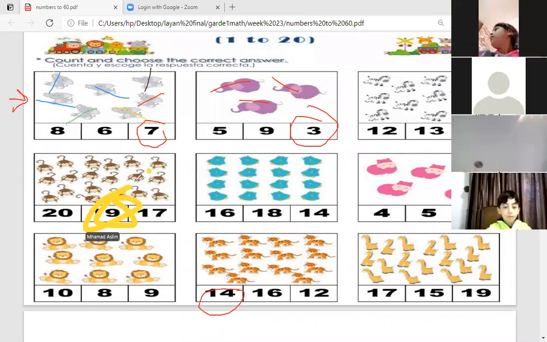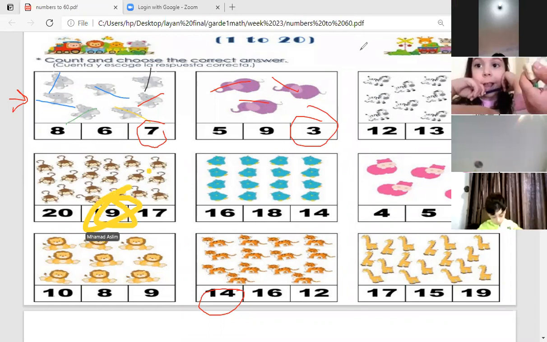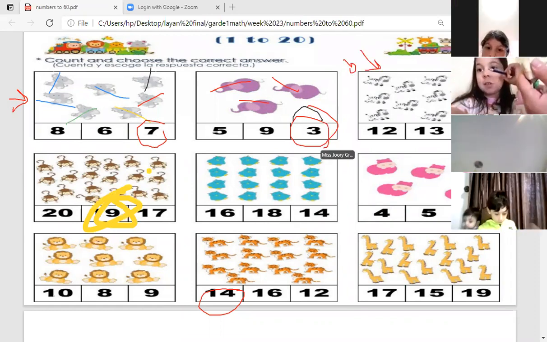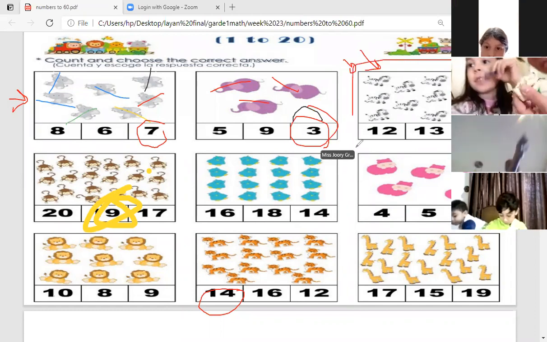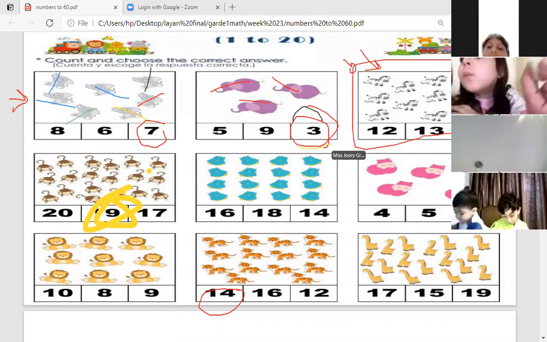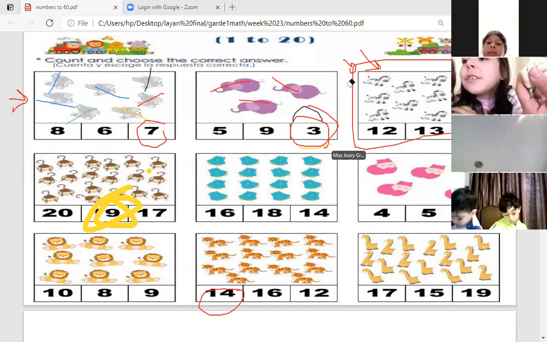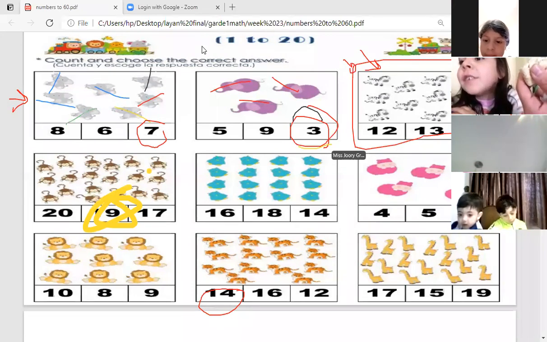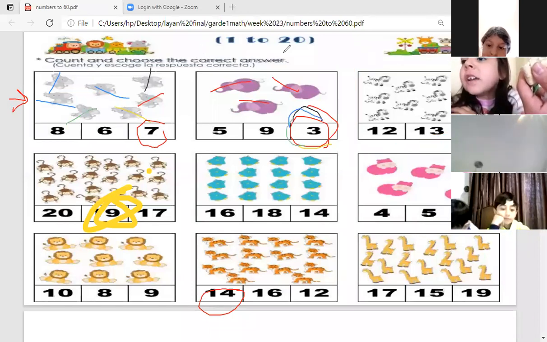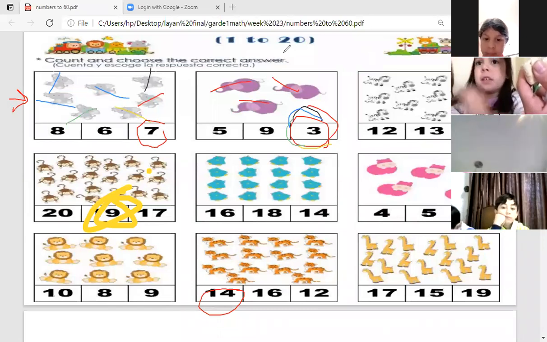Bravo, Muhammad. Let's go, Najia. Najia, how many zebras do I have here? Count the zebras, okay? I'm going to make a circle. How many zebras do I have here? One, two, three, four, five, six, seven, eight, nine, 10, 11, 12, 13.